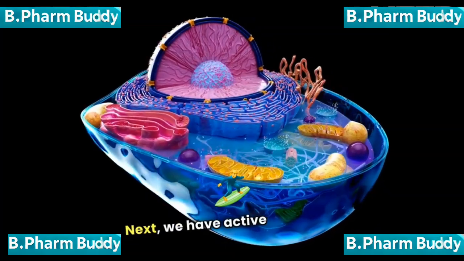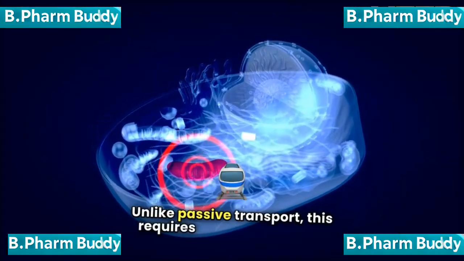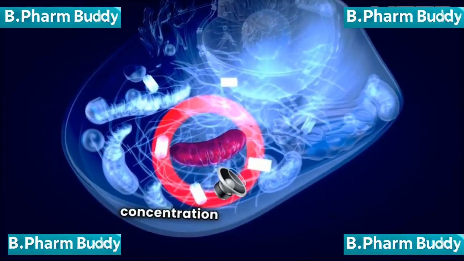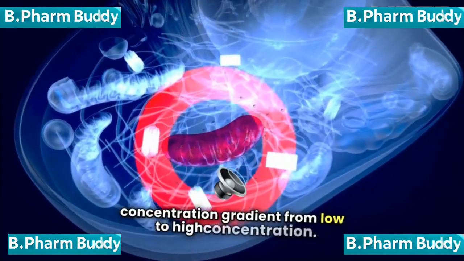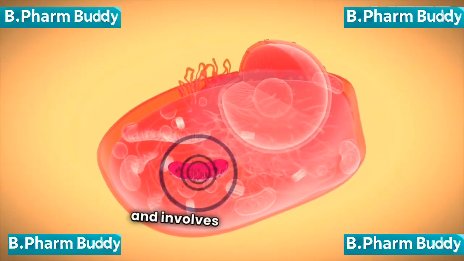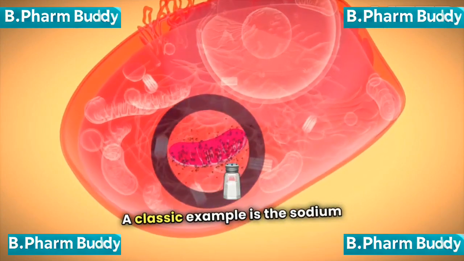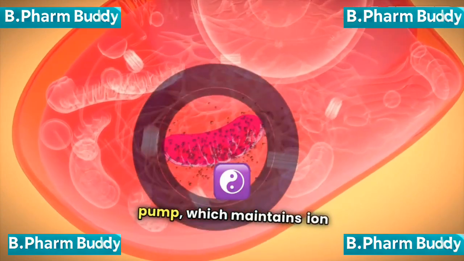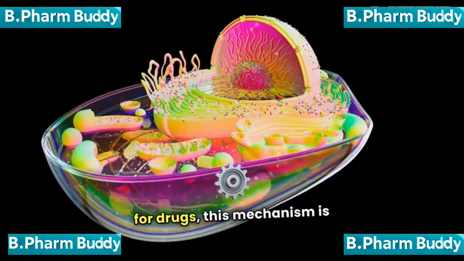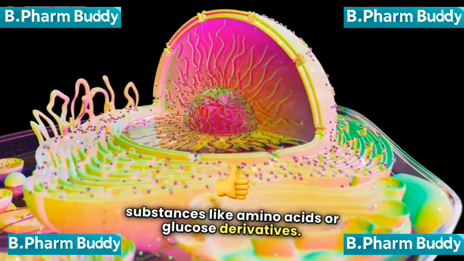Next, we have active transport. Unlike passive transport, this requires energy in the form of ATP because the drug is moving against the concentration gradient, from low to high concentration. Active transport is highly specific and involves carrier proteins. A classic example is the sodium-potassium pump, which maintains ion balance in cells. For drugs, this mechanism is critical for substances like amino acids or glucose derivatives.